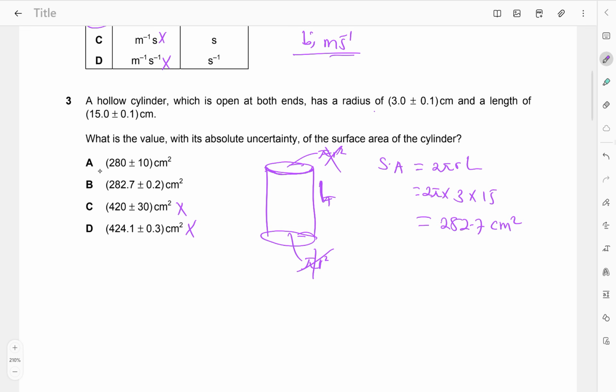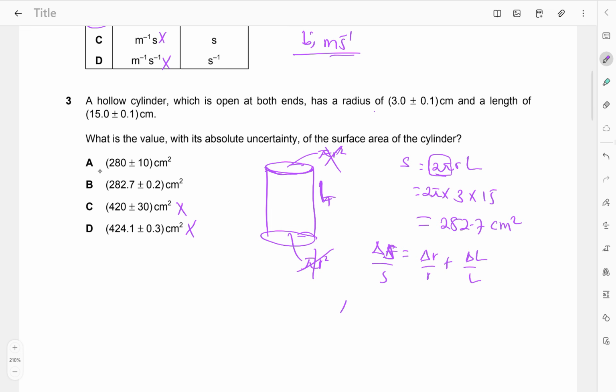Now we have to check the uncertainty. Because of multiplication and division, I will ignore this constant 2 pi and I will only deal with the uncertainties in R and L. So because I'm multiplying, I will deal with the fraction uncertainty. So the fraction uncertainty in the surface area, let me use S for surface area rather than A, is going to be the fraction in R over R plus the fraction in L over L.